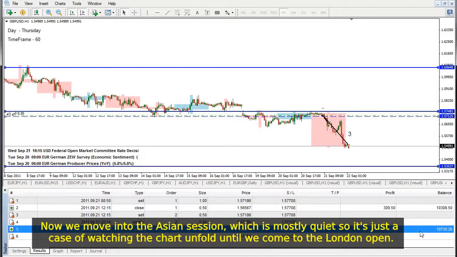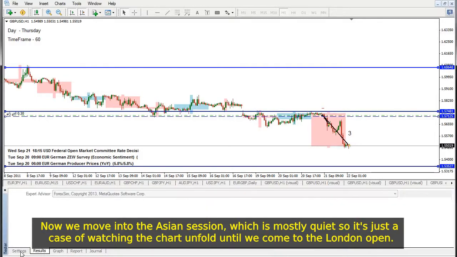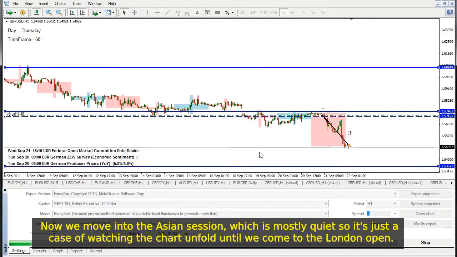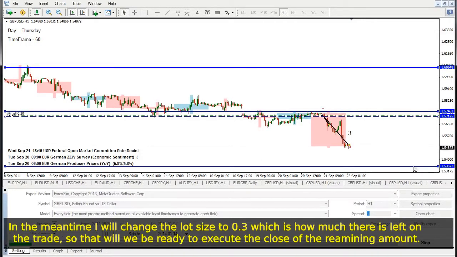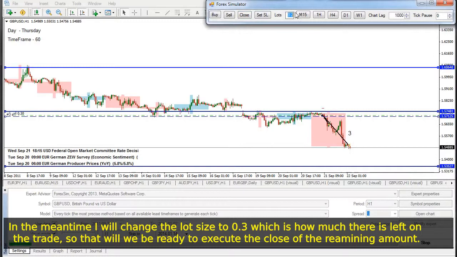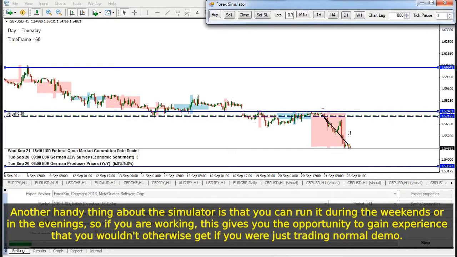Now we move into the Asian session, which is mostly quiet. So it's just a case of watching the chart unfold until we come to the London Open. In the meantime, I will change the lot size to 0.3, which is how much there is left on the trade, so that we will be ready to execute the close of the remaining amount.